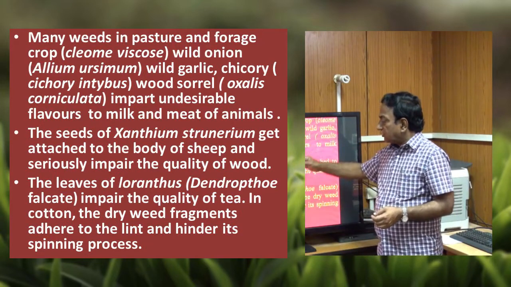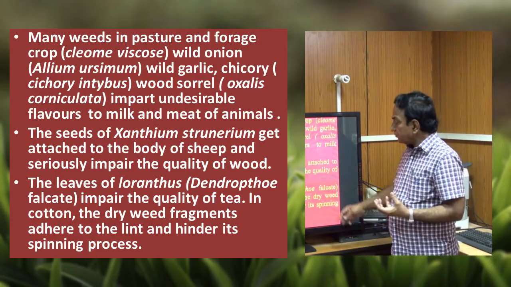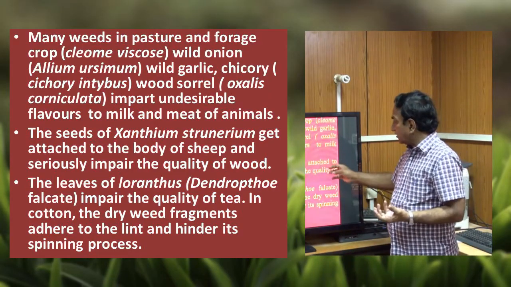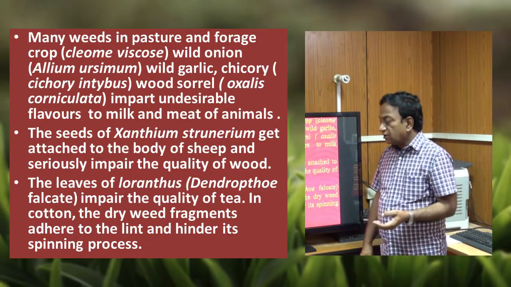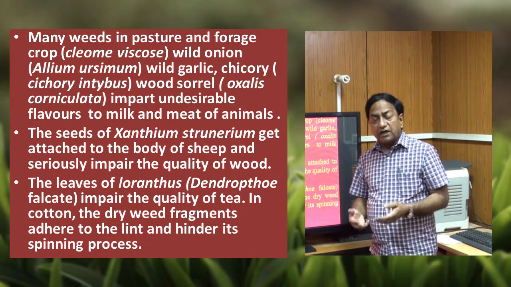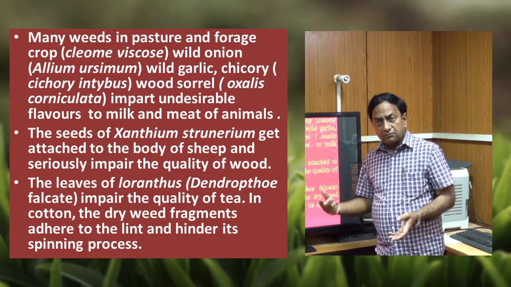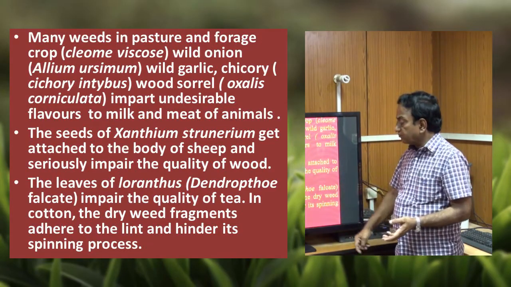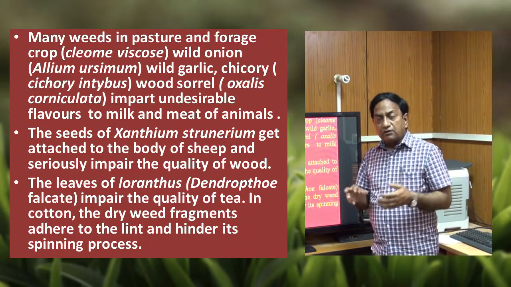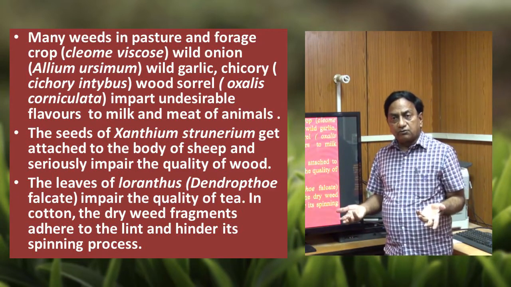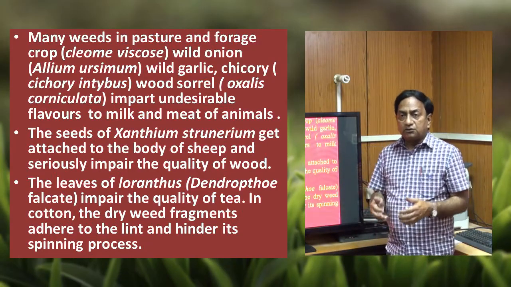Similarly, the seeds of Xanthium strumarium are thorny. This fruit is very thorny and gets attached to the body of sheep and seriously impairs the quality of wool. So it gets stuck, and it is very difficult to remove from the wool of the sheep. Not only this, any spiny weeds present in the pasture land will also cause inconvenience to the cattle for smooth grazing.